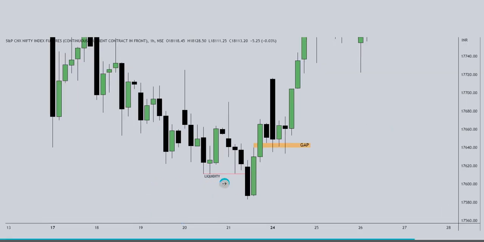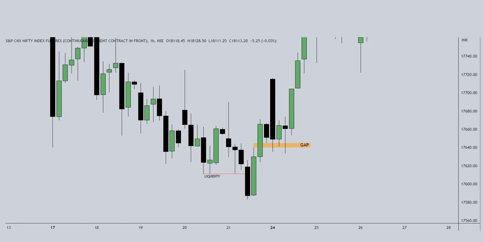So I'm going to show you again that with the gap concept. You can see that the market took the liquidity right here. The market went up, creating huge candles. This area was not tested. There were orders present at this particular point. The market went back down, took the liquidity and went up from this particular point.